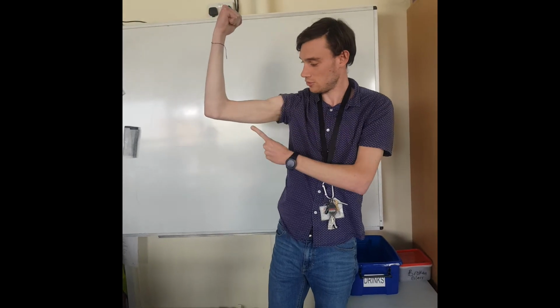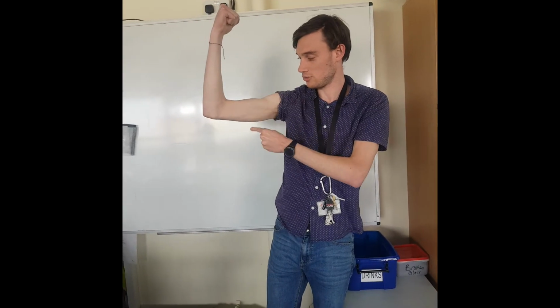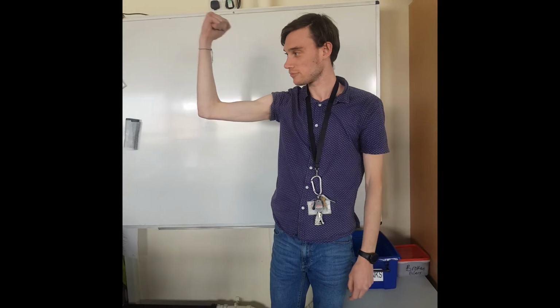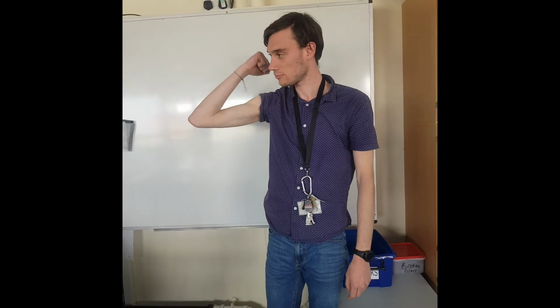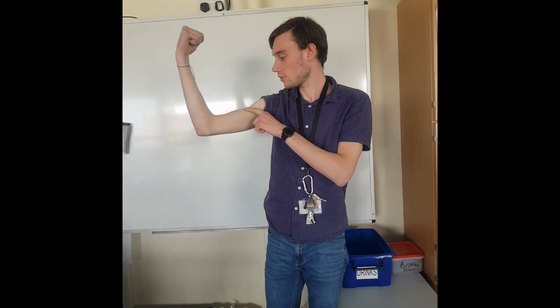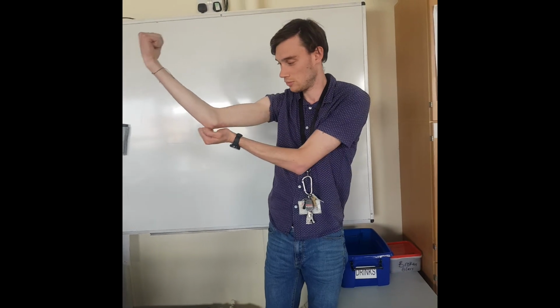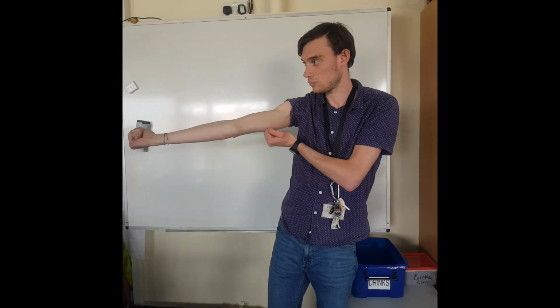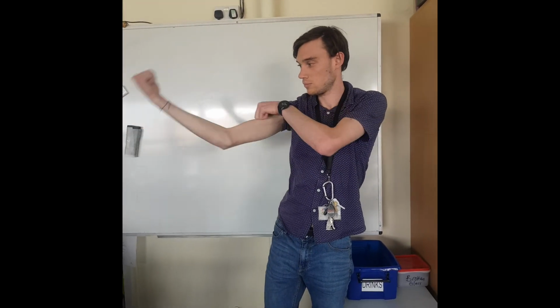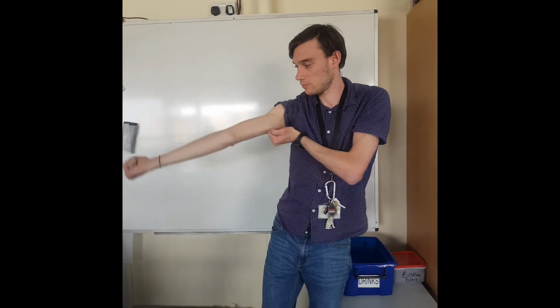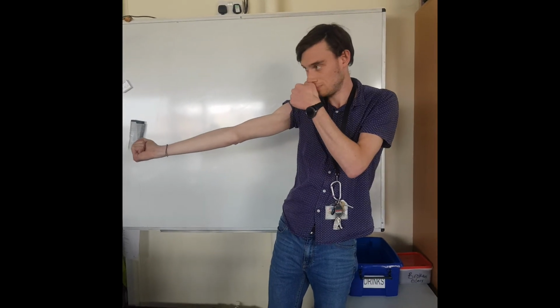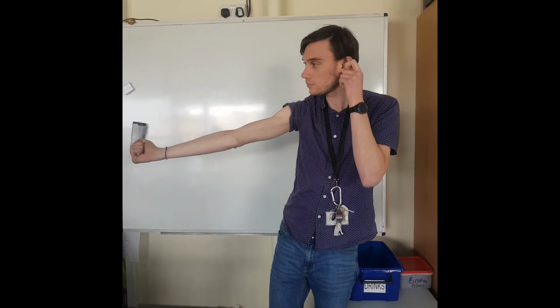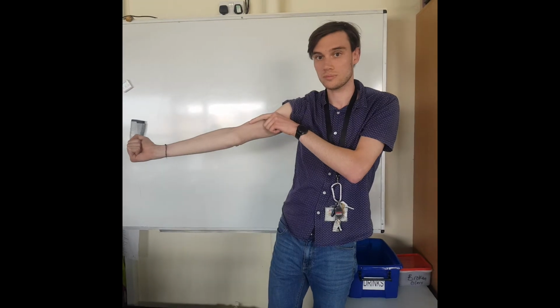Contract, relax. Contract biceps, relax triceps. Okay, in order to straighten your arm, the bicep muscles relax and the tricep muscles contract. And these are called an antagonistic pair. It is the same way with the muscles in your legs as well. They have to work in pairs. Don't forget that word, antagonistic muscles.